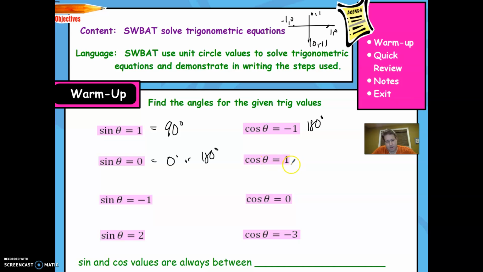When is cosine going to be equal to 1? That would be right here at 0 degrees. And when will sine of theta be equal to negative 1? Sine will be negative 1 right here, which is at 270. When is cosine of theta equal to 0? So cosine is 0 at these 2 points right here. So that is at 90 degrees or 270.